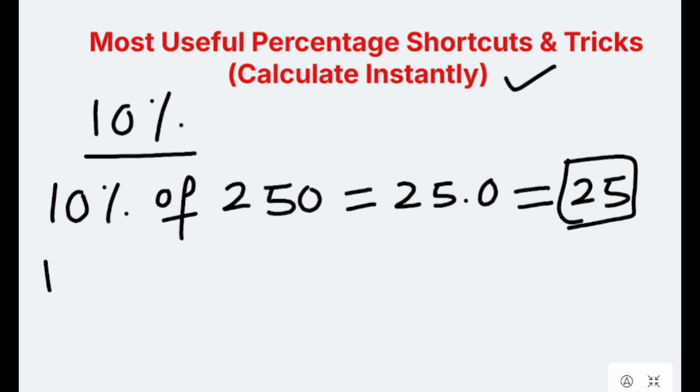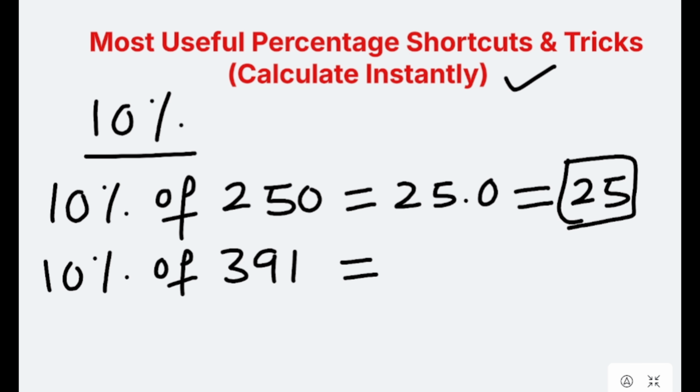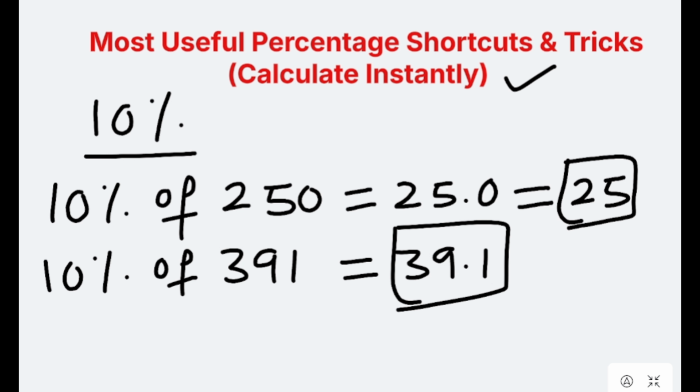Another example, let's see what is 10% of 391. To find this, again, we move the decimal one place left, which would be 39.1. So the answer is 39.1. Alright. Again, finding 10%, how do you do that? We move the decimal one place left. That's the trick for finding 10% of any number.